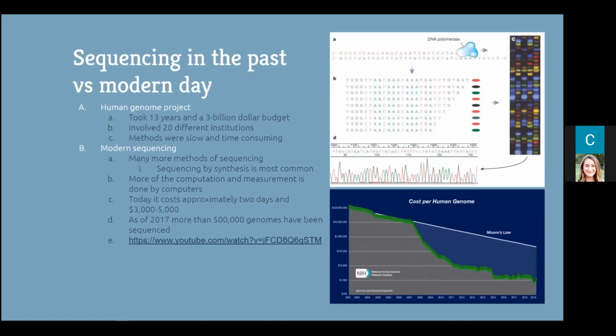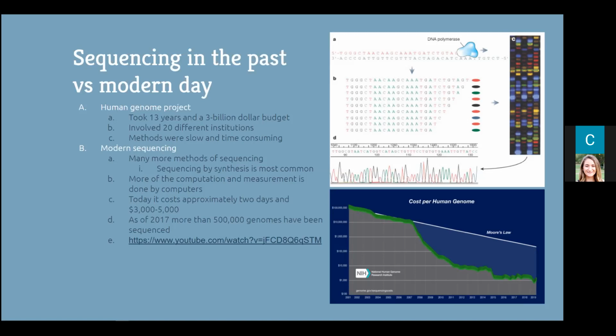Now, sequencing in the past, it's been around for a while, but the methods for which it's done have changed dramatically. Originally, back when the Human Genome Project was undertaken and completed in 2004, it took 13 years and around $3 billion. It involved over 20 different institutions, and overall the methods were slow and they took a very long time, which is a large reason why the cost was so high.